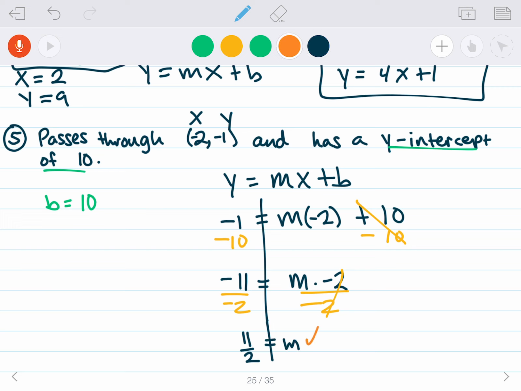And now we have everything that we need. So our equation is going to be y equals mx plus b. And that is our answer.